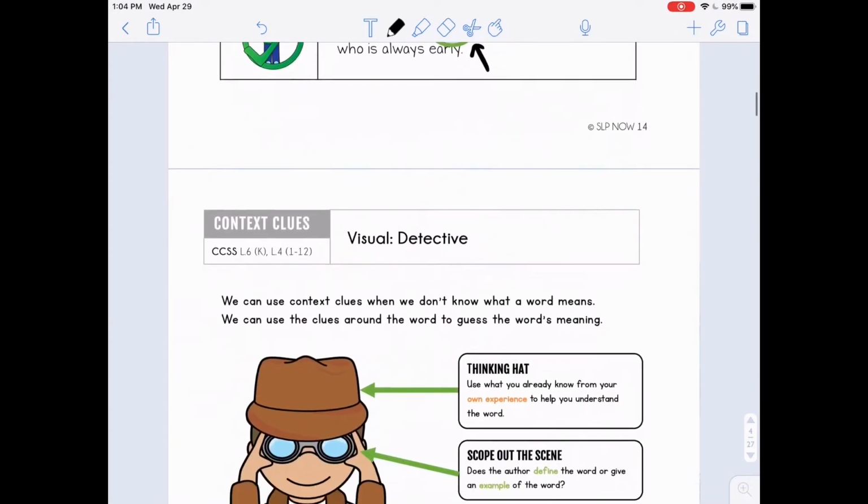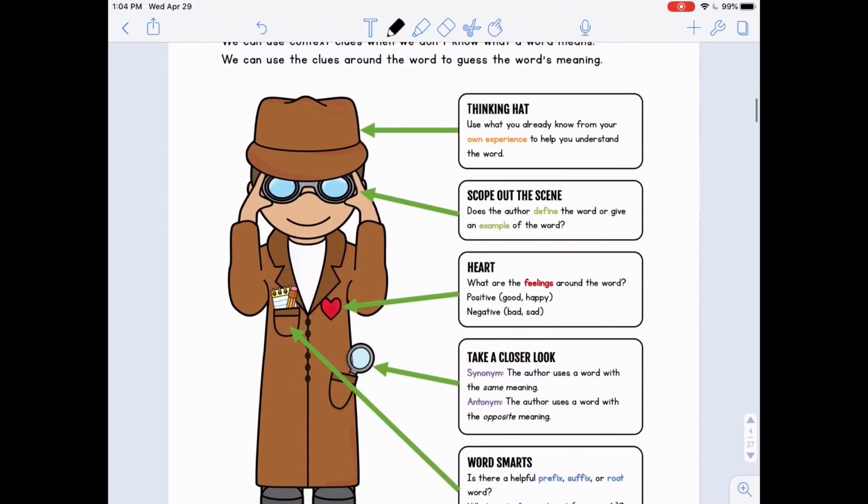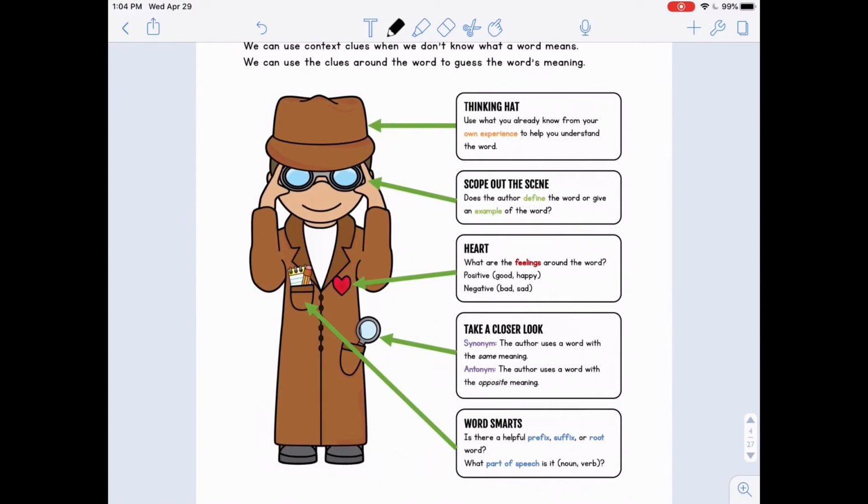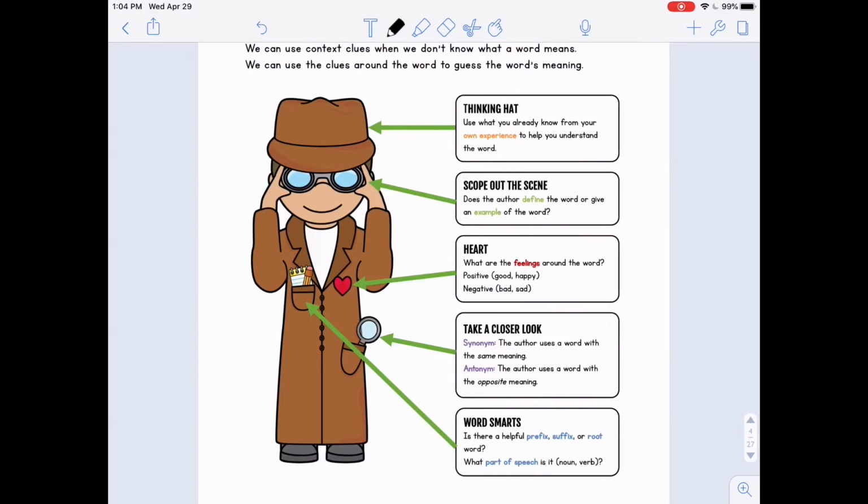There are lots of different clues that we can use, and I like this visual because it outlines how we can think about these clues. The first thing, our thinking hat up here: we can think about what we know from our own experience to help us understand the word. We can also scope out the scene. Maybe the sentence has a definition or an example in the sentence. Then we can use that to figure out what it means.